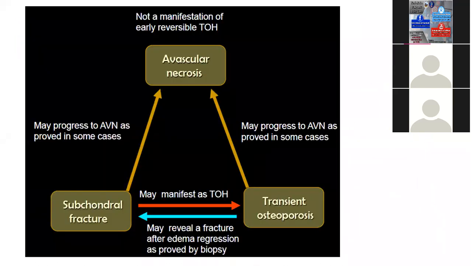We have this diagram. The avascular necrosis can come from the transient osteoporotic hip or the subchondral fracture can progress to avascular necrosis, and this is proved. And the subchondral fracture or the transient osteoporosis can be manifest like this. So take care, all the three items you should differentiate from each other. All of them have bone marrow edema, and all of them have the same pain, the same clinical manifestations.